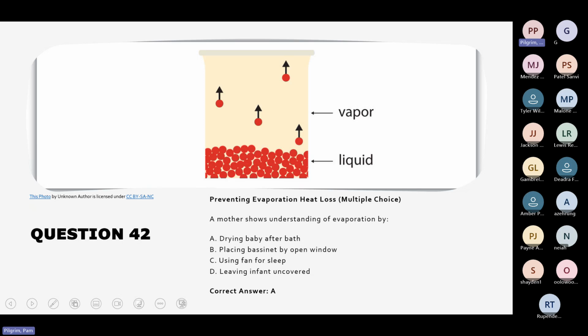So the answer is A. Evaporation is the heat loss with the moisture. And so making sure the baby is dry after a bath would show that she understands how to prevent evaporation heat loss.